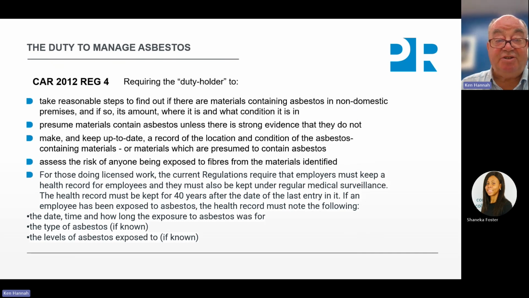So we must assess the risk of anybody being exposed to fibres from the materials identified. And for doing licence work, the current regs require that employers must keep a health record for their employees, and they must also be kept under regular medical supervision. And that record must be kept for 40 years after the date of the last entry, particularly if an employee has been exposed. The record must show the date, time, and how long the exposure was, the type of asbestos, and the level of asbestos that person was exposed to.